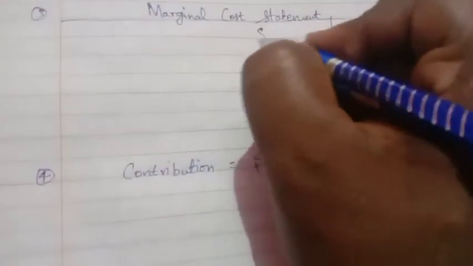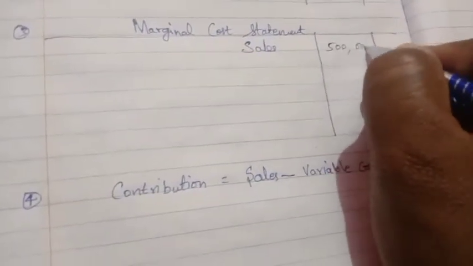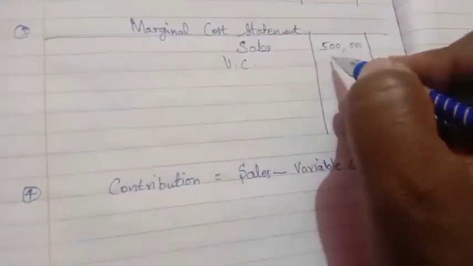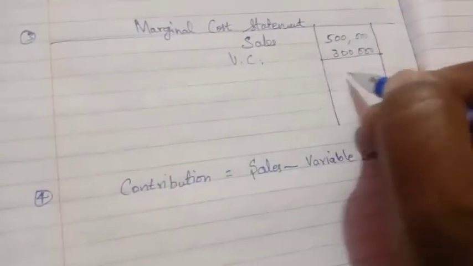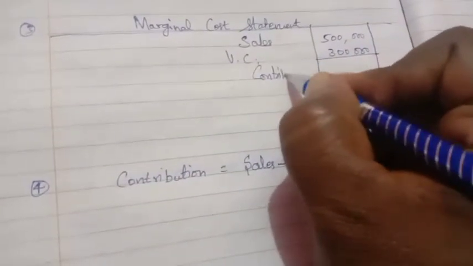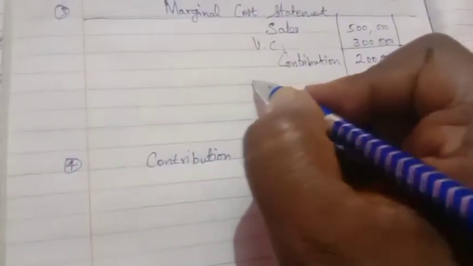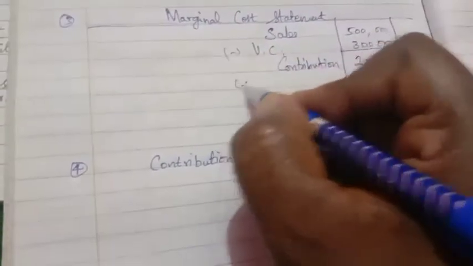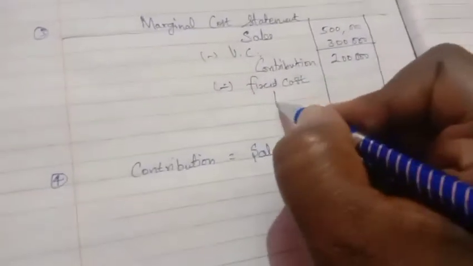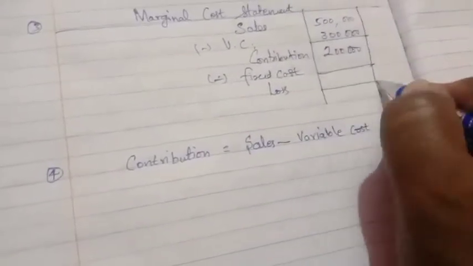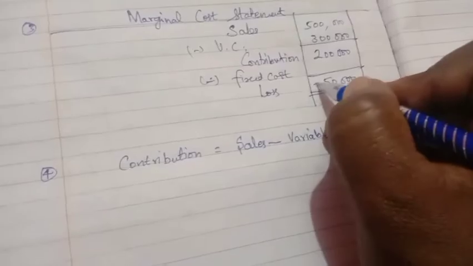Here sales 5 lakh, variable cost 3 lakh, VC means variable cost, I have written in short form, contribution 2 lakh, less fixed cost, but fixed cost we don't have, but we have a loss. Loss is 50,000, but this 50,000 is the minus value.